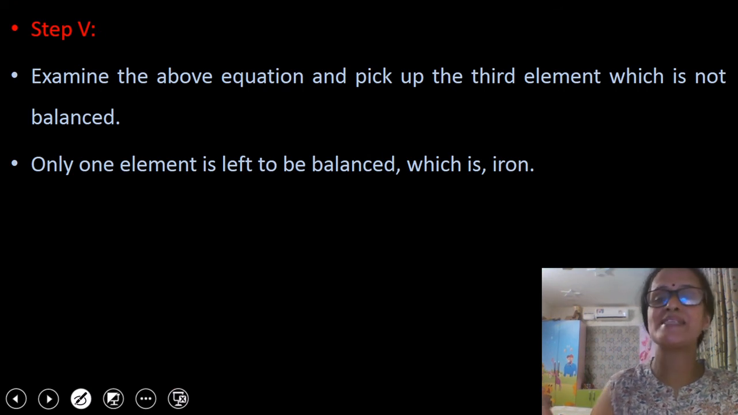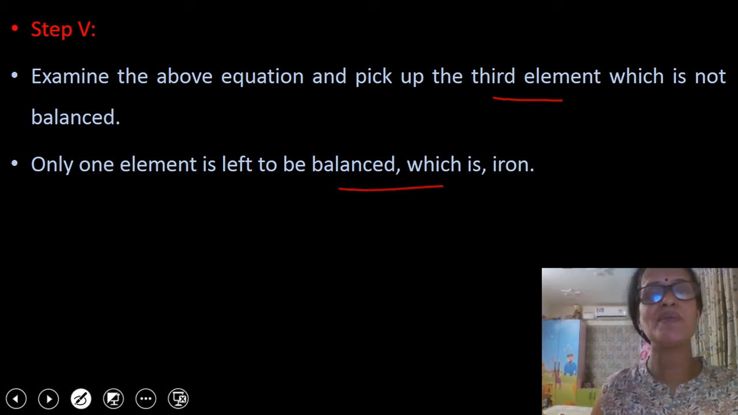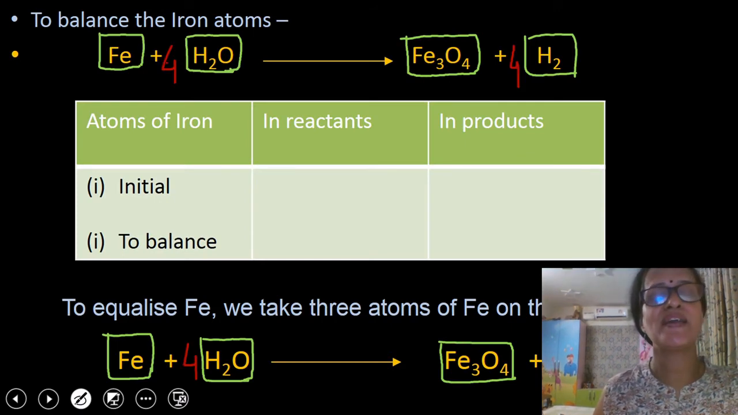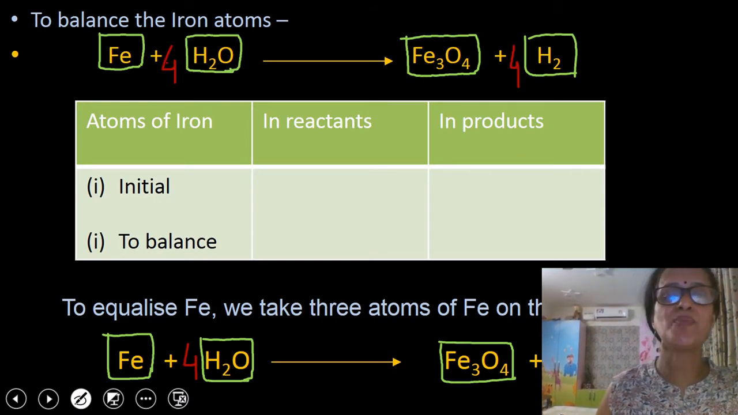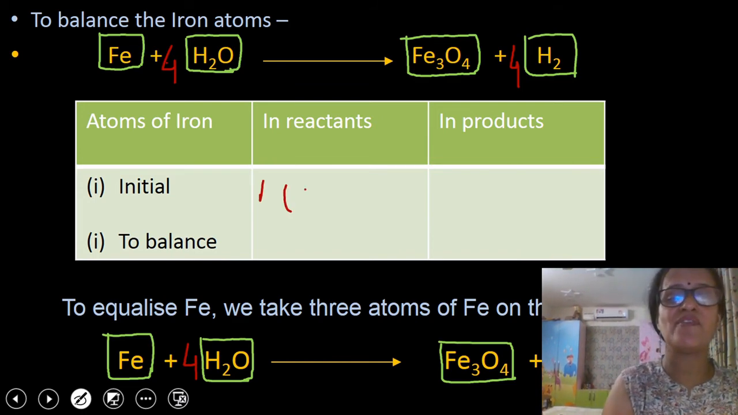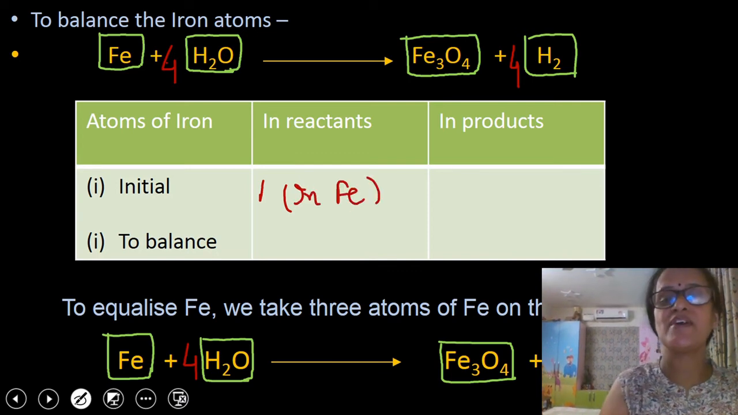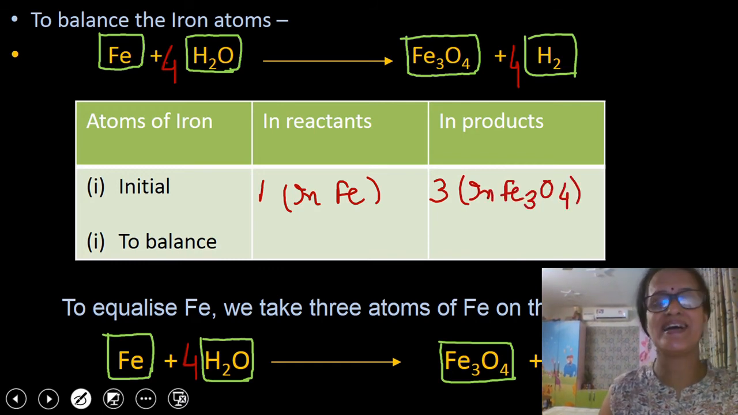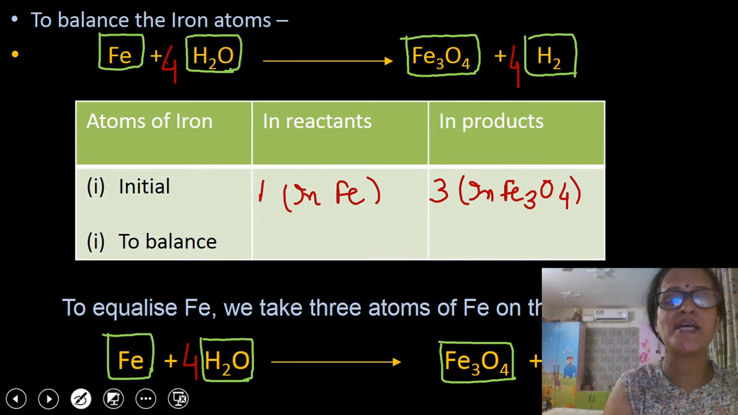Now we will start balancing the third element, which is still not balanced. The only one element which is left to be balanced is iron. So we will balance iron. So count the number of iron atoms in reactant side as well as in product side. You can see initially that we have only one atom of iron in Fe. And in product side we have 3 atoms of iron in Fe3O4. What you have to do for balancing iron? Definitely at this stage you must be able to answer that. In reactant side we will multiply it by the number 3. So 3 into 1.